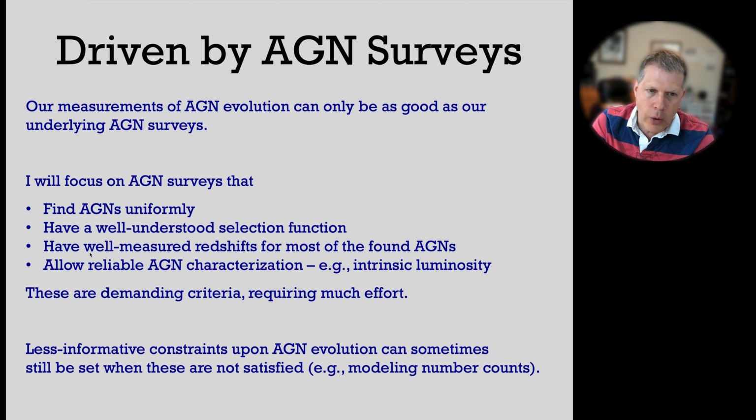For example, if you don't have well-measured redshifts for your sources, you can still measure their so-called number counts, the number of sources you find as a function of flux. You can model that for various assumptions about AGN evolution and set some constraints, but they're considerably less informative than the AGN surveys I will focus on, where all of these demanding criteria are indeed satisfied.